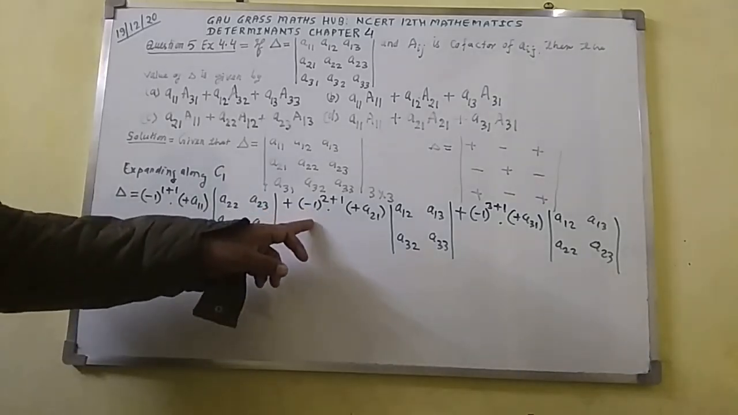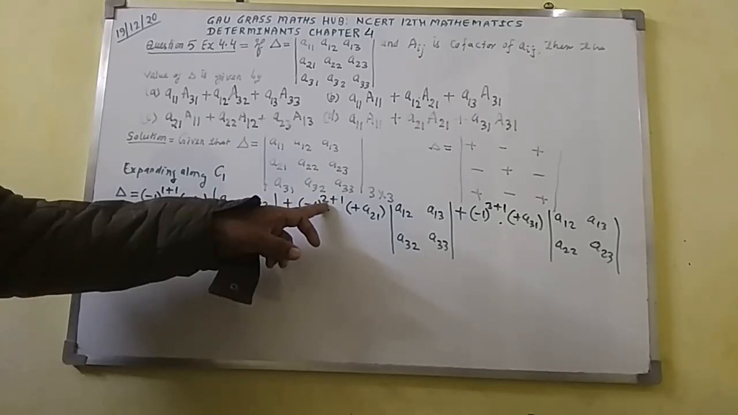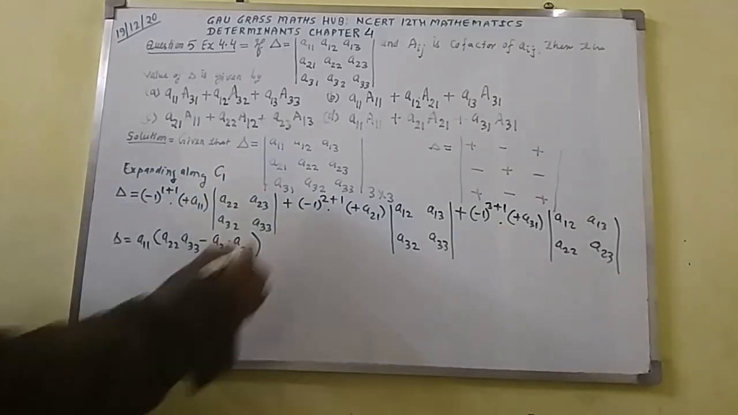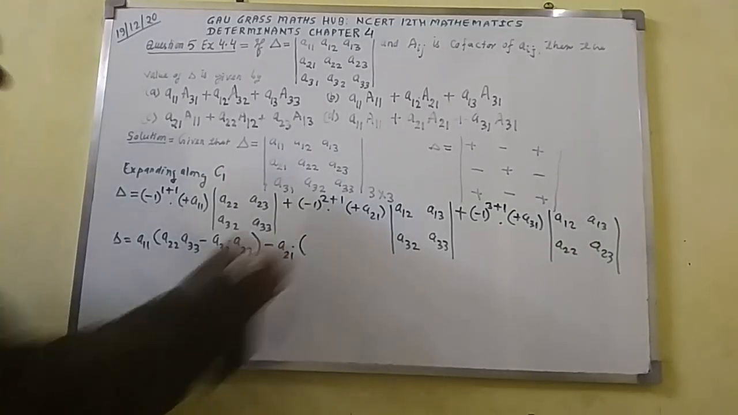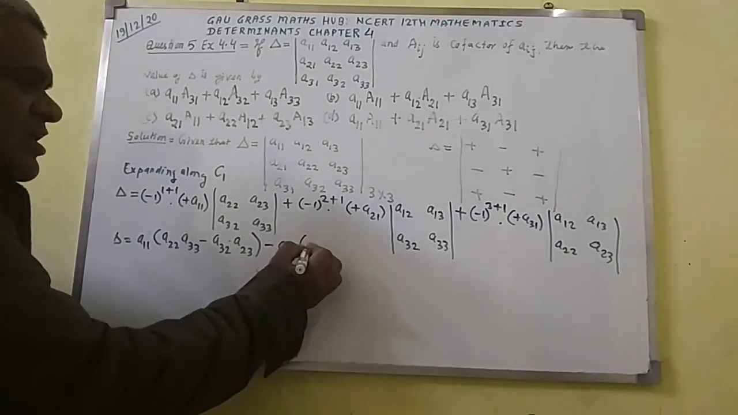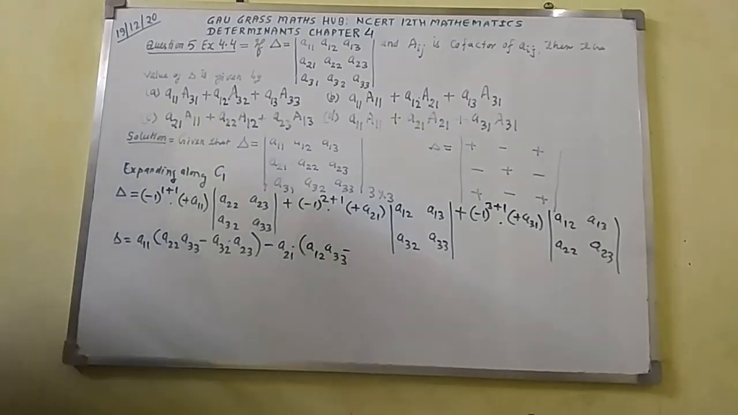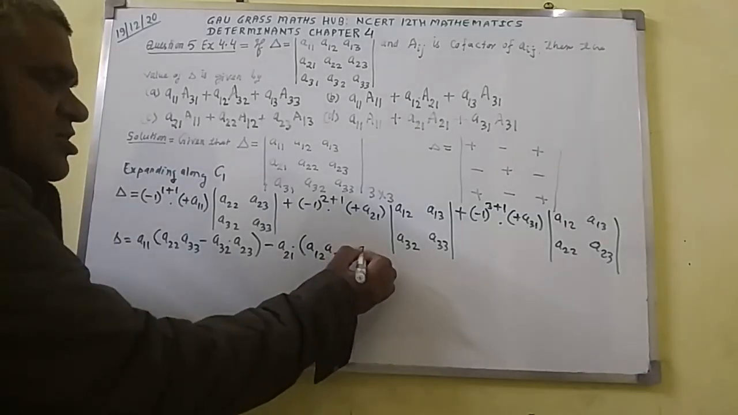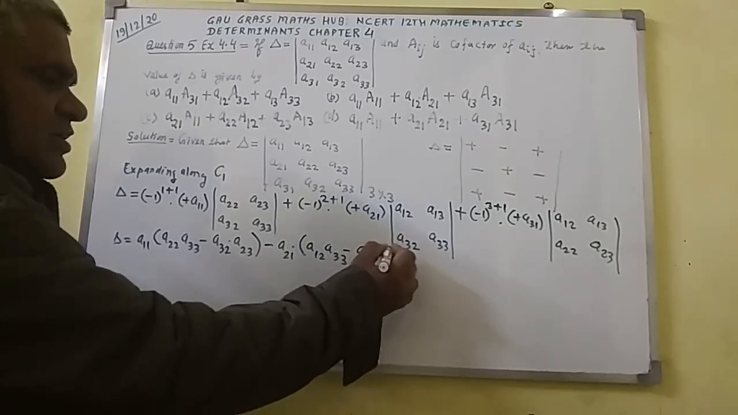Here you can see minus 1 raised to power 2 plus 1 comes out to 3. Minus 1 raised to power 3 comes out to minus. So here I shall write minus A21. In bracket I shall write the elements of the principal diagonal multiplied together: A12, A33 minus the elements of the reverse diagonal multiplied together. You will get A13 dot A32. This thing you will get.